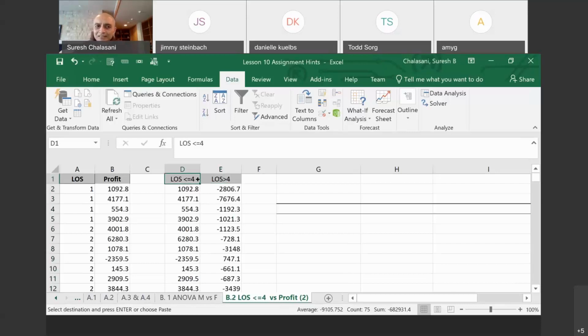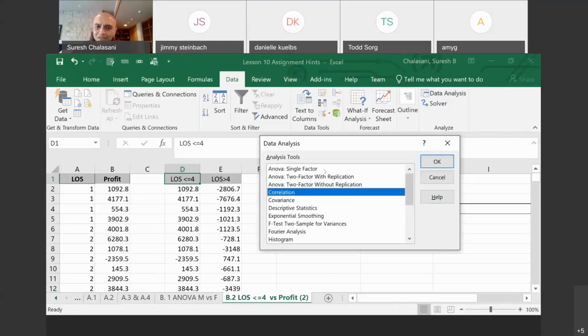One thing that I noticed, and some of you asked questions, and rightly so, by email, is: why do we need to run ANOVA? Why can't I run a t-test? So you are perfectly fine running a t-test because we have only two groups, length of stay less than or equal to 4, length of stay greater than 4. So if you want to use just a t-test, that is fine by me.